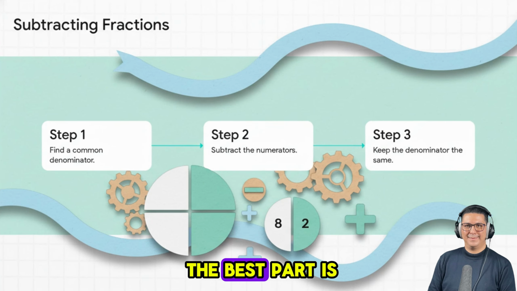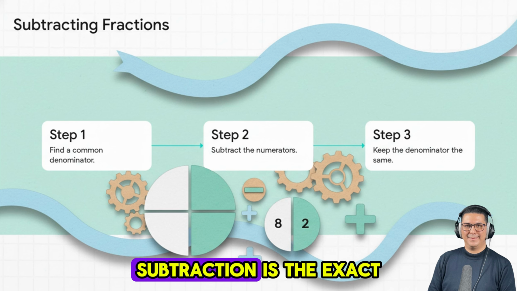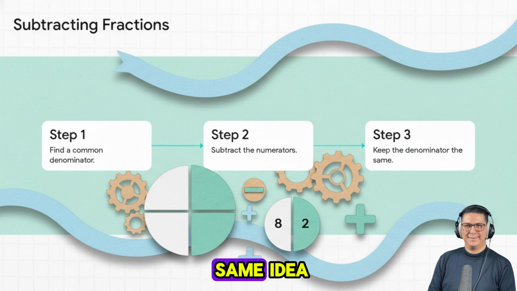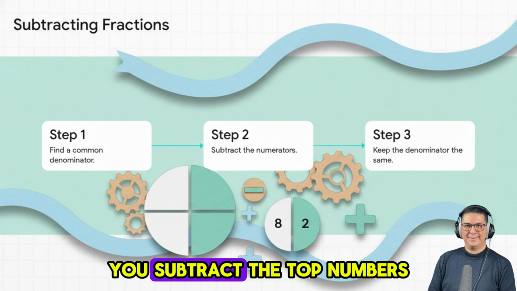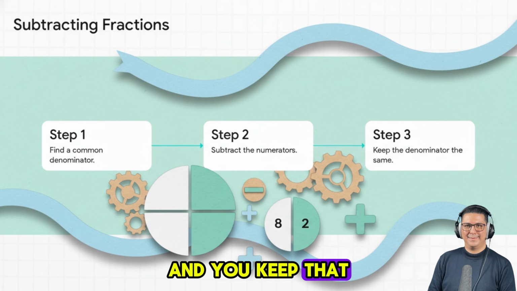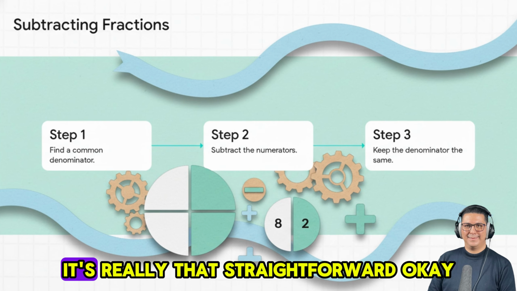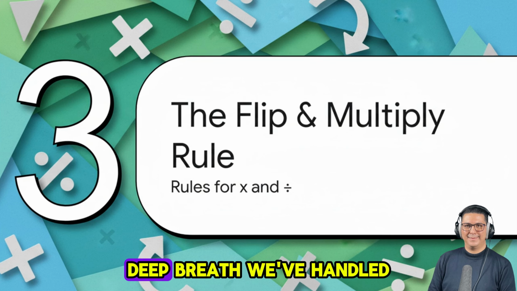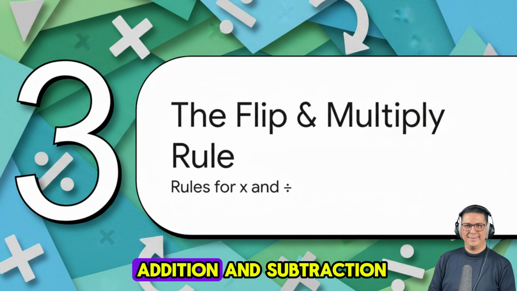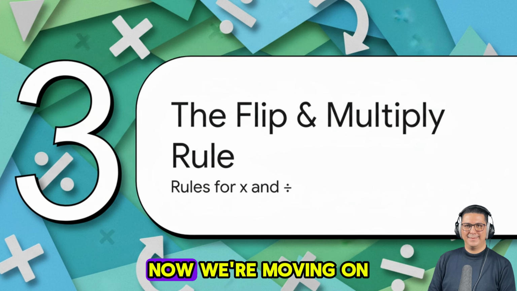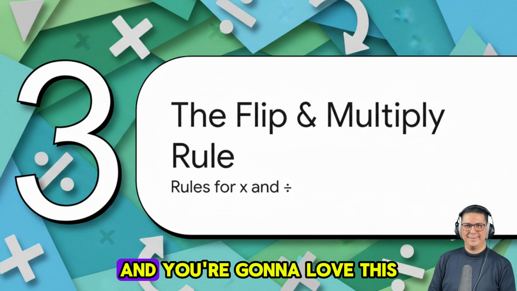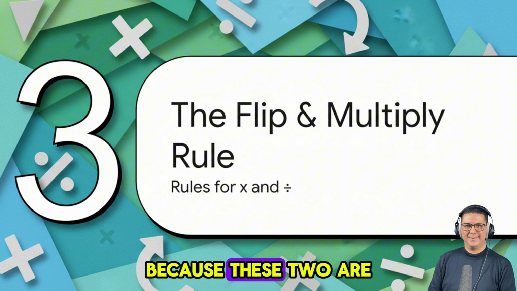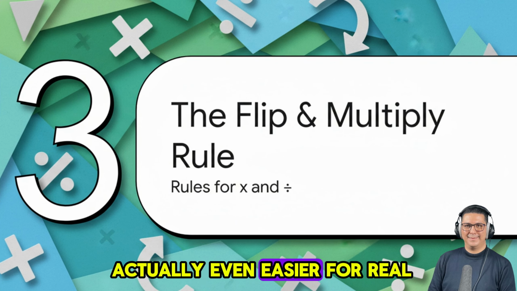And you know what the best part is? Subtraction is the exact same idea. You find a common denominator, you subtract the top numbers, and you keep that denominator the same. It's really that straightforward. Okay, deep breath. We've handled addition and subtraction. Now we're moving on to multiplication and division. And you're going to love this because these two are actually even easier.